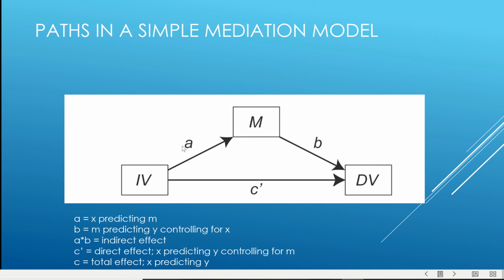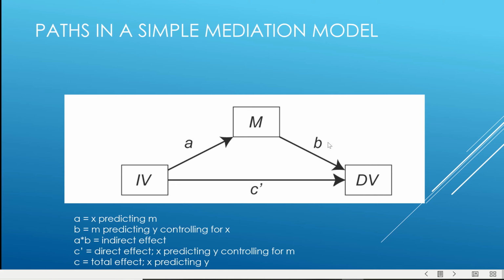Let's look at the first path, which is A, which is a regression using the IV or X to predict the mediator. So that's establishing that link in the causal chain in the proposed model. And we have the B path, which is looking at the relationship between the mediator and the DV or the Y variable while controlling for the IV or the X variable.